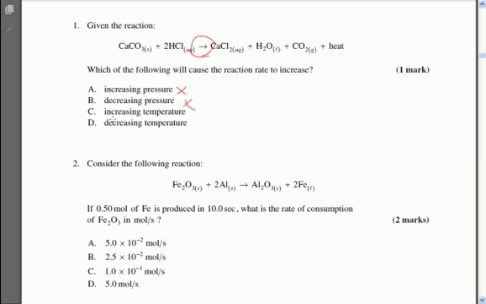Okay. Now, decreasing temperature never increases reaction rate. That is for the collision theory. If we increase temperature, particles are going to be moving faster, they have more energy to collide, and therefore reaction rate is going to increase. So increasing temperature will increase reaction rate. So our answer is 1C.